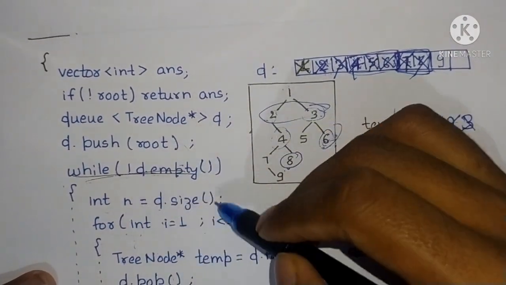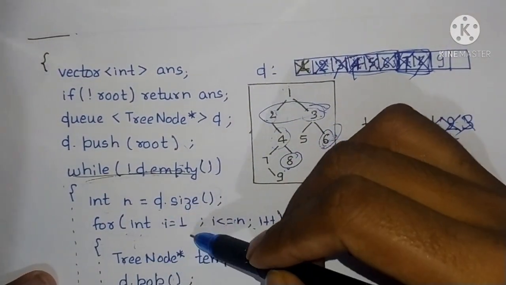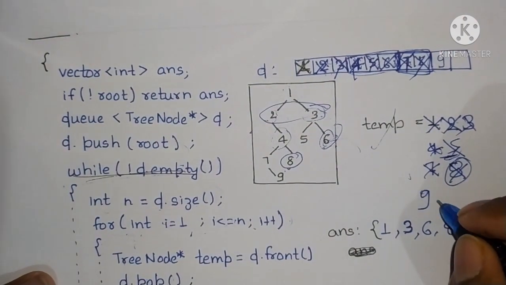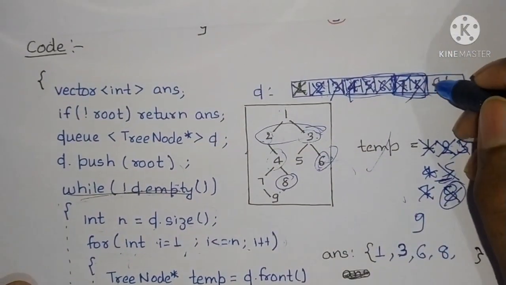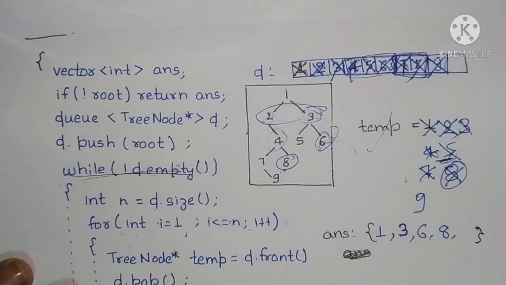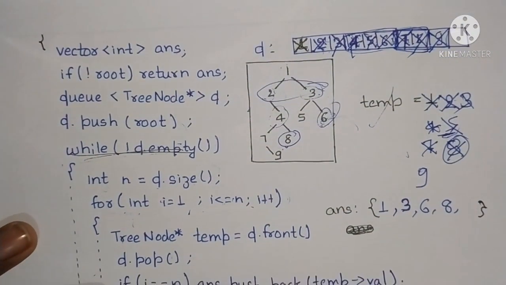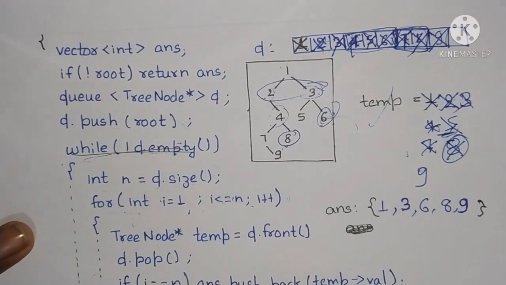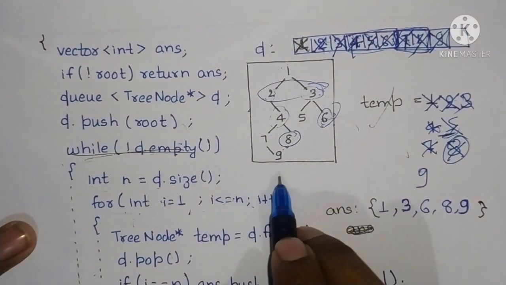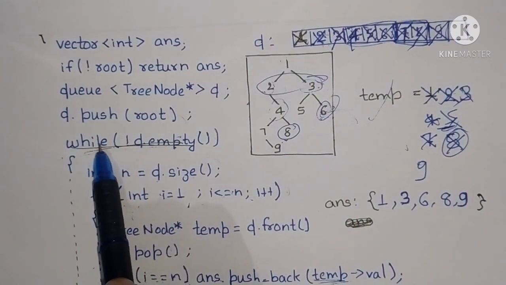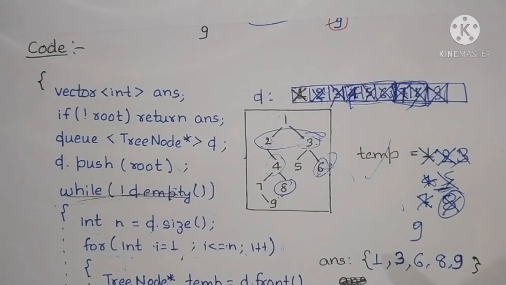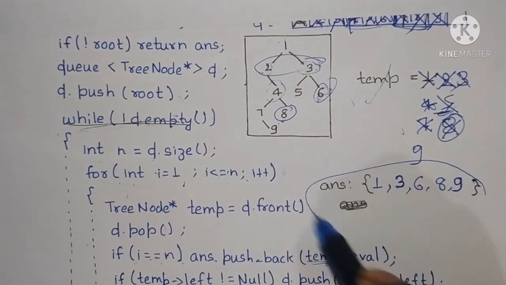This time the value of n will be 1, so this for loop will run once, and the temp value will be 9 this time. And then we pop out 9 from the queue, and here I and n both are 1, so the 9 value will be pushed into the answer, and 9 doesn't have any child, so nothing will happen. This while loop will end because the queue is empty, and we get our answer.